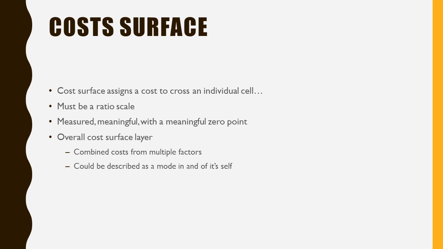Cost surfaces are just that. They're typically a raster surface that assigns some cost to individual cells. In other words, to go across this cell, there is a cost. Is that a cost in time? Is it a cost in effort? It doesn't matter. It's a cost. Typically, they're ratio. They're measured, and they have to have a meaningful 0 point. Overall cost surface layers are things like combined costs for multiple factors. It could be described as a model in and of itself, but that's an entirely another argument.